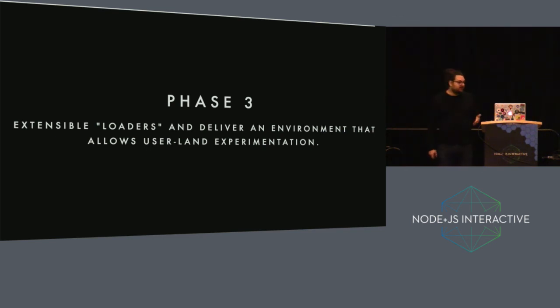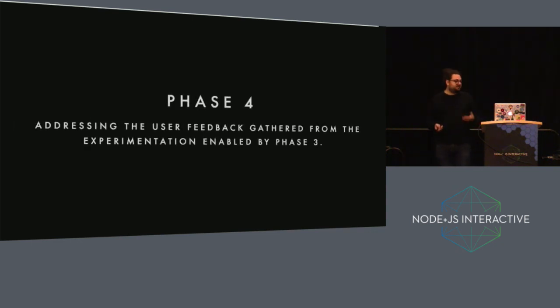Now, one of the biggest challenges here is going to be performance. Making these loaders performant will be hard, but that is one of the challenges that we'll be working on. And that will lead into phase 4, which is addressing the user feedback gathered from the experiments enabled by phase 3. The hope is that once we've created these loaders, once people have started playing with them, we'll be able to see what people are doing, and from that, determine defaults that make people happy. Defaults that can help create a good ecosystem.